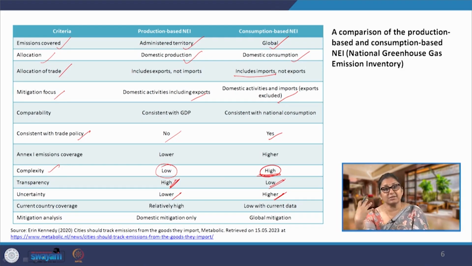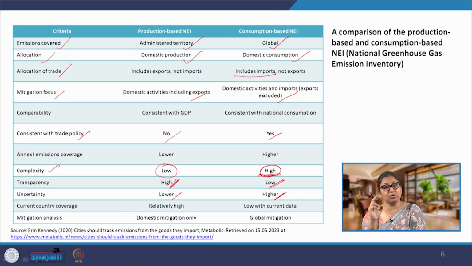So, this whole discussion emerged because we wanted to place the responsibilities rightly. So, the producer is not producing for domestic consumption, he or the nation is producing for the consumption of the consumer nations as well. So, this is the difference that we have to understand, but majority of the times for larger emission considerations we are looking at production based emissions.